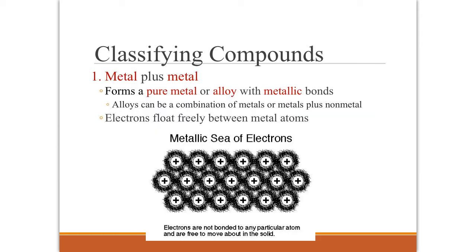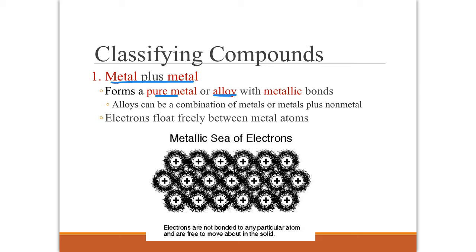So compounds can be classified into 3 groups, but we're really going to only focus on 2 of those groups. The first one is when you have a metal atom connected to another metal atom. So a metal plus a metal will form either a pure metal, a pure substance, all one kind of atom, or an alloy. And really most of the things that we see as metal around us are alloys. Alloys are combinations of metals or metals combined with some nonmetal substance.